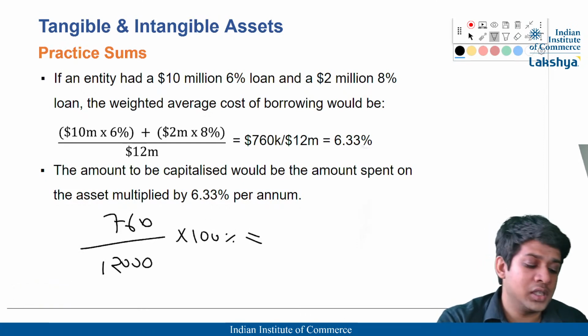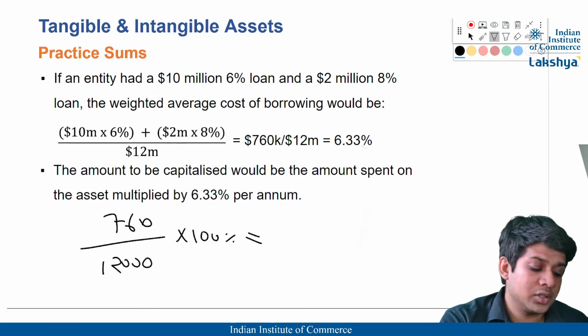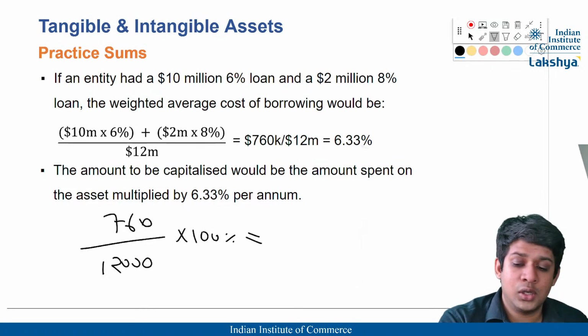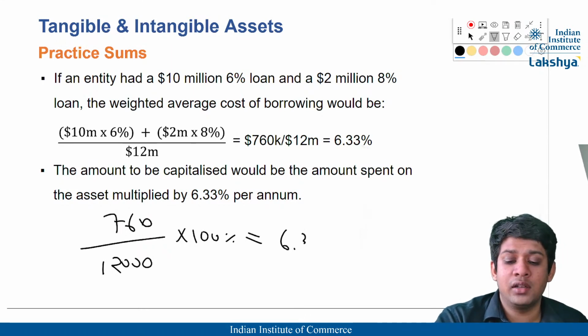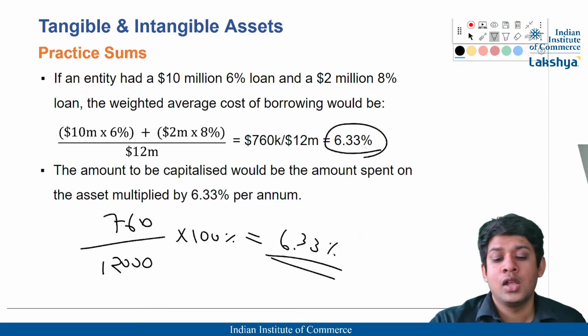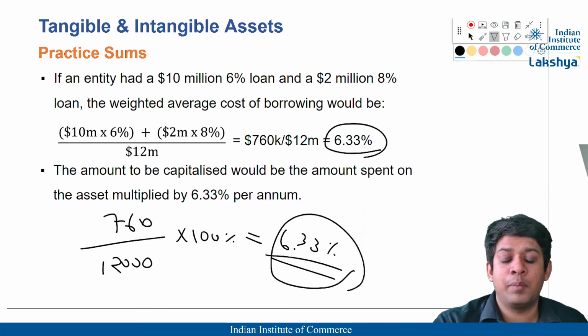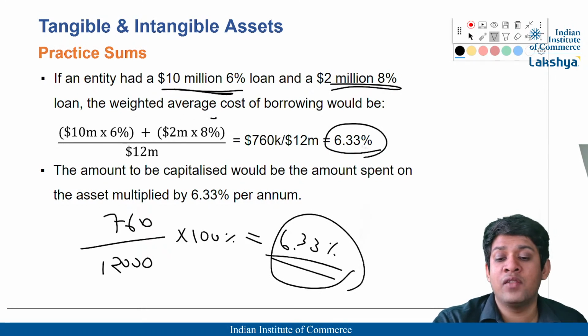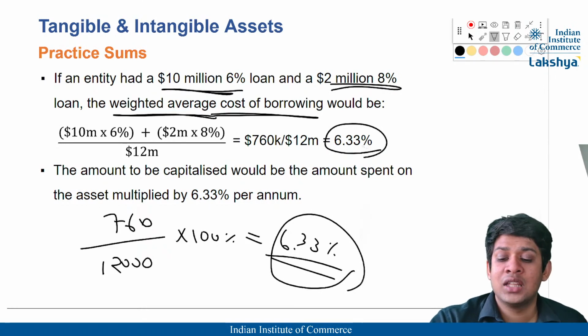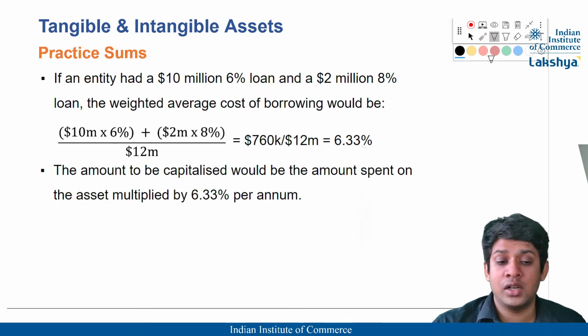So I will get it in percentage. What is the percentage? 760 divided by 12,000 into 100. So I will get 6.33%. Right? 6.33%. So this is the interest that I'm paying. Whenever I'm taking two separate loans, I will always calculate the weighted average cost of borrowing. That means the total of those two interests divided by the total amount of loan. Okay. So 6.33% is the total interest.